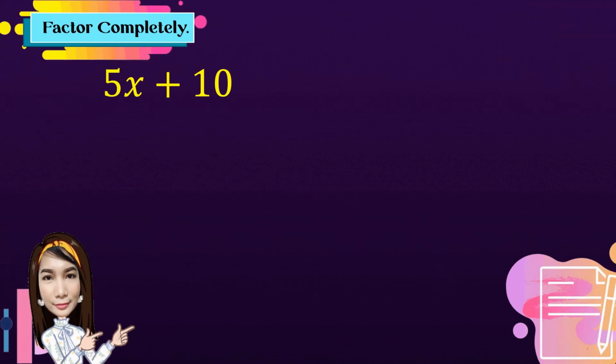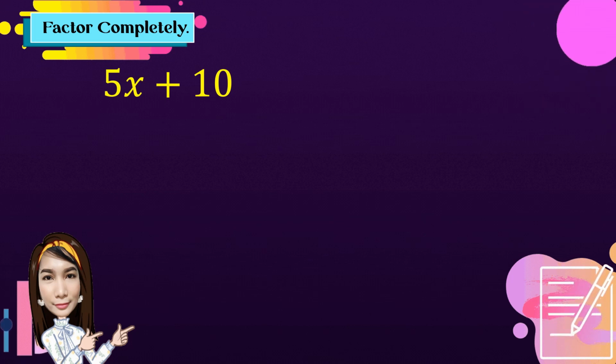Factor completely. A polynomial is said to be factored completely when it has been written as a product consisting only of prime factors. Any polynomial that cannot be written as the product of two other polynomials except 1 and negative 1 is said to be prime.